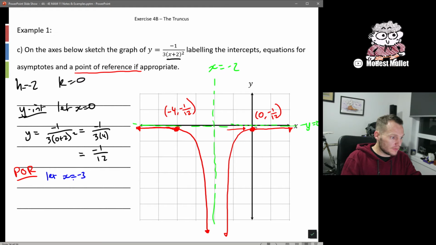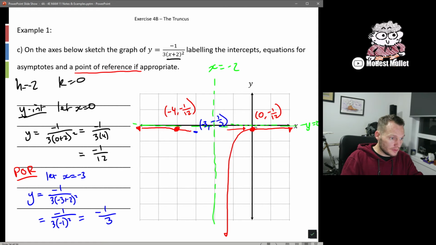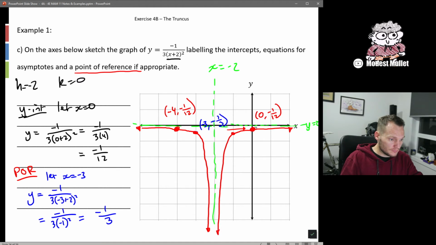I'm going to let x equals -3, so I get y is equal to -1 on 3 by (-3 plus 2) all squared, -1 on 3 by (-1) all squared. -1 squared is 1, so we just get -1 over 3, -1/3. So it's actually about there. My point of reference, that is -3, -1/3. If I fix up my line, it actually does something like that, and so I should probably fix up my right hand side as well. And just for symmetry, there we go. And there's the truncus.